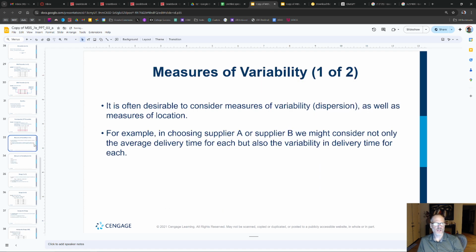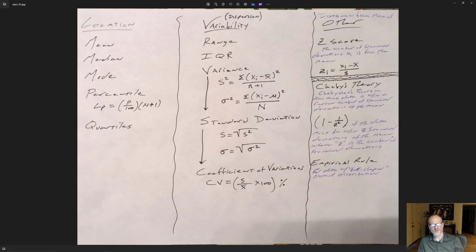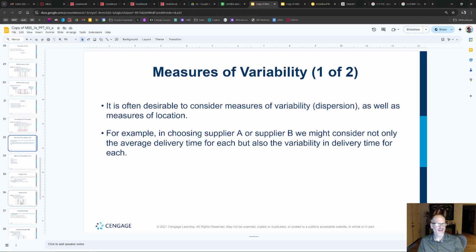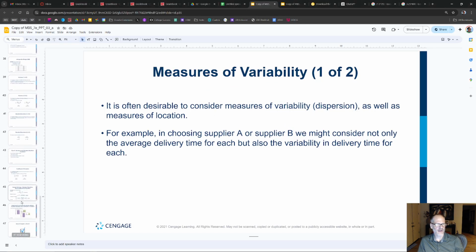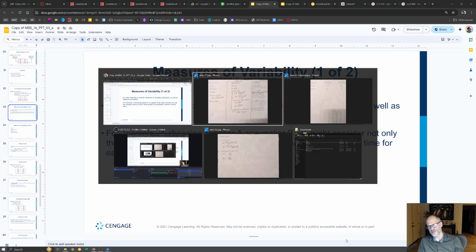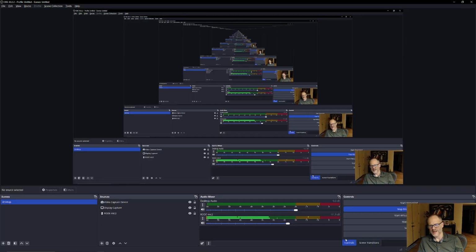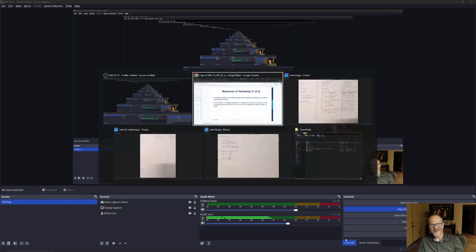And then we have measures of variability. So measures of variability brings us into this next part here. I kind of want to save this for the next video, but I think we'll just power through because it's getting late and I want to get this done.